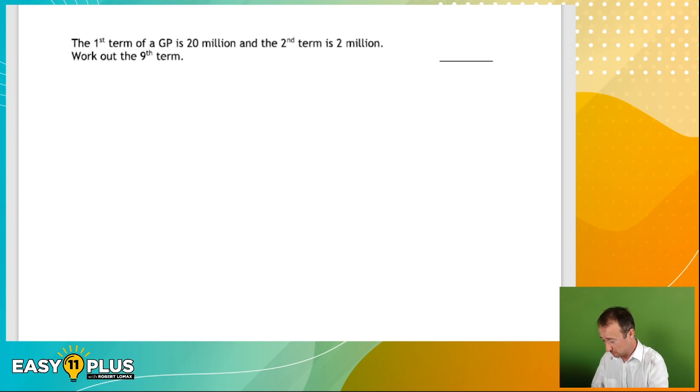The first term of a geometric progression is 20 million and the second term is 2 million. Woof, they're big numbers. Work out the ninth term, and 9 is also quite a big number. That suggests we're going to be writing out quite a few terms here. But stop, let's see what happens.